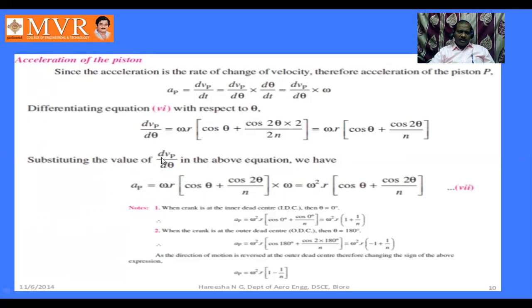So substituting the value of dVp by d theta in the above equation, we have Ap is equal to omega into r, that is cos theta plus cos 2 theta by n into omega, that is omega square r into cos theta plus cos 2 theta by n.